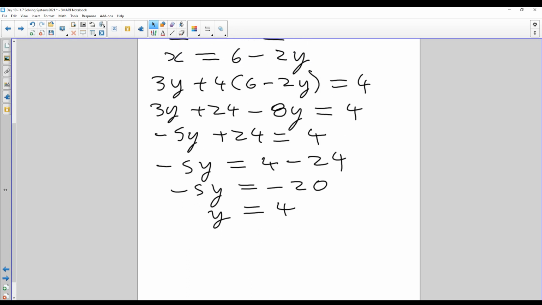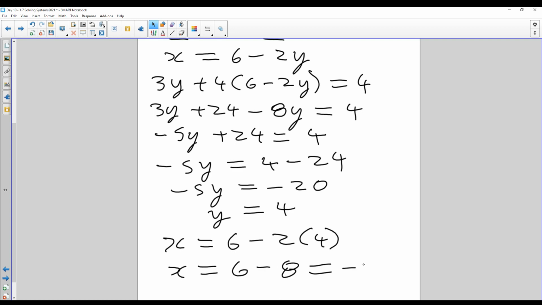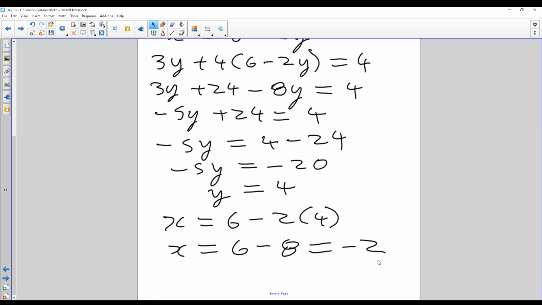So we already had that x was equal to something. x was equal to 6 minus 2y, so 6 minus 2 times 4. So x is equal to 6 minus 8, which is equal to minus 2. So my solution is this: 4, minus 2. Right? That's my solution right there. That's the combination of x and y that works in both equations, equation 1 and equation 2.